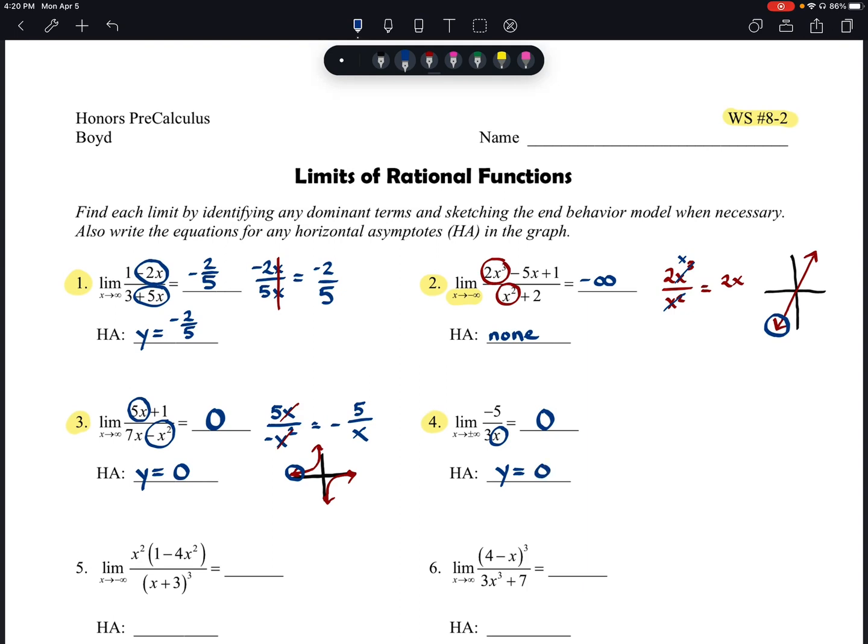Those are problems 1, 2, 3, and 4 from worksheet 8-2. If you have additional questions, mark them down and I will answer them when I can.